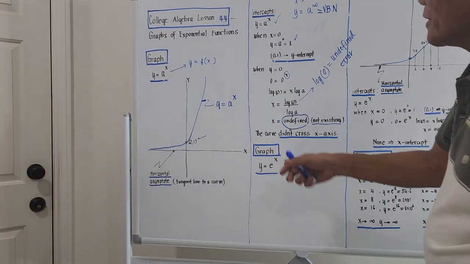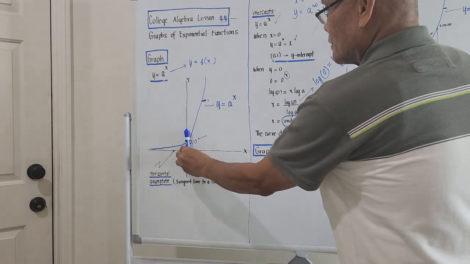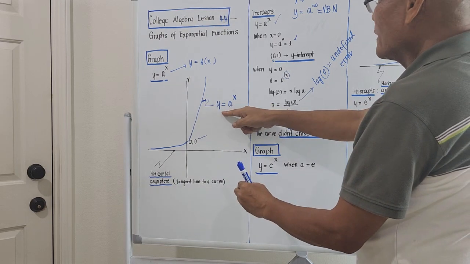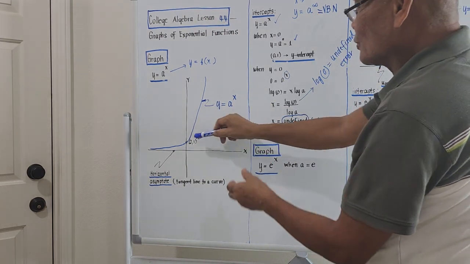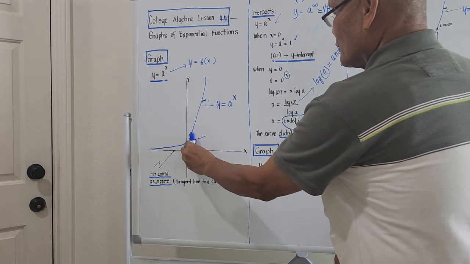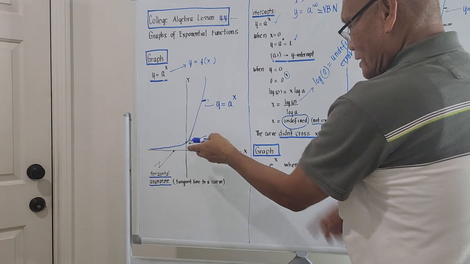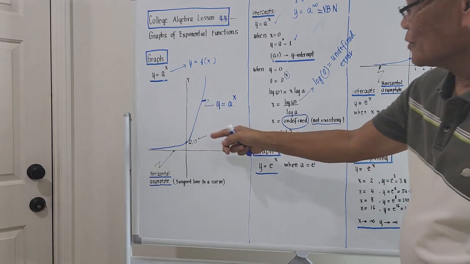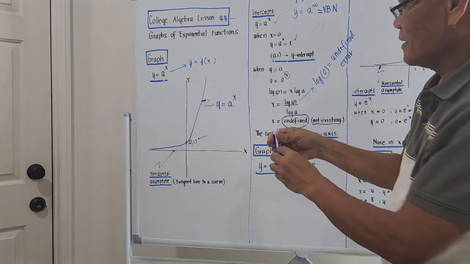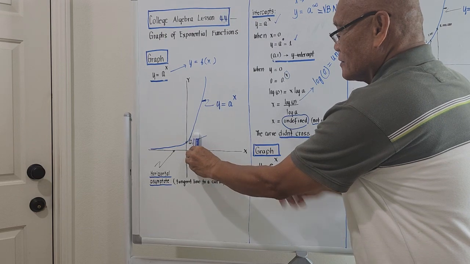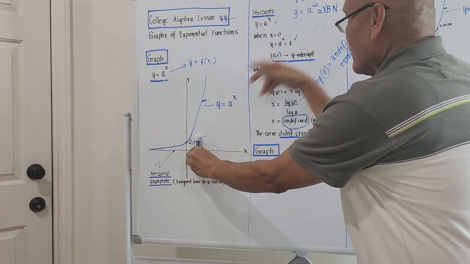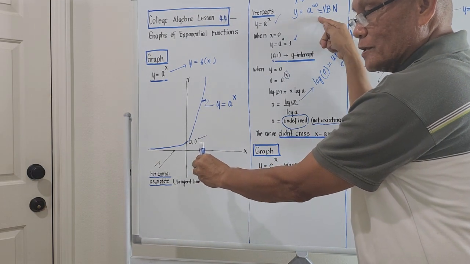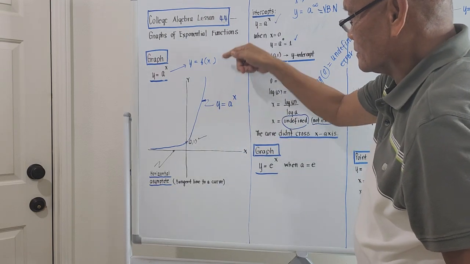Meaning to say, as we increase the value of x from 0 going to infinity to the right, the value of y will approach infinity. So it goes up. As x moves to the right, the value of y keeps going up. That's the meaning of this. So the curve should be going up like this. As we increase the value of x, the value of y always goes up, approaching infinity. So the graph should be something like this.